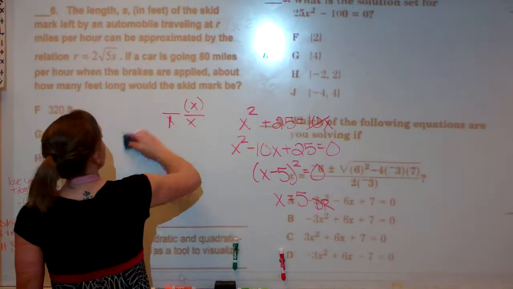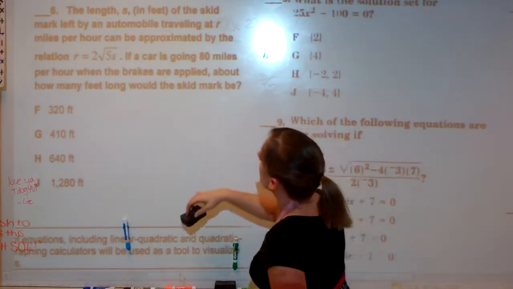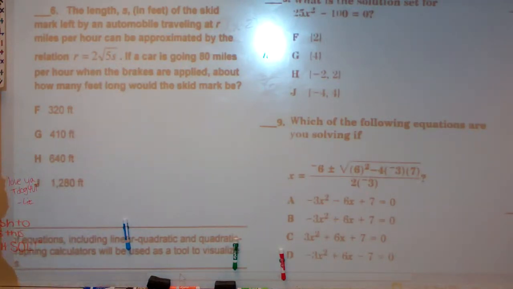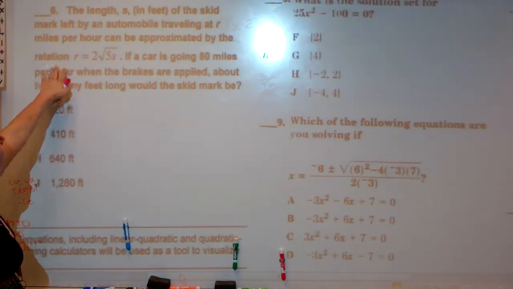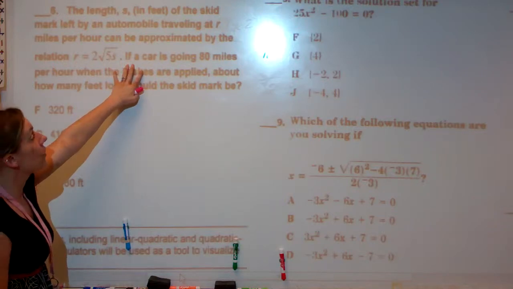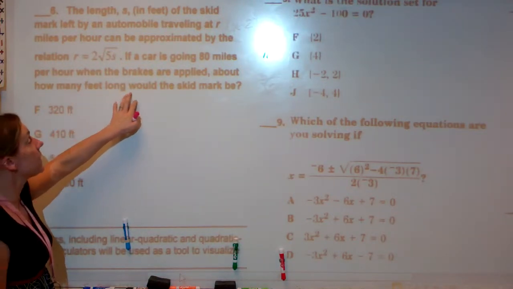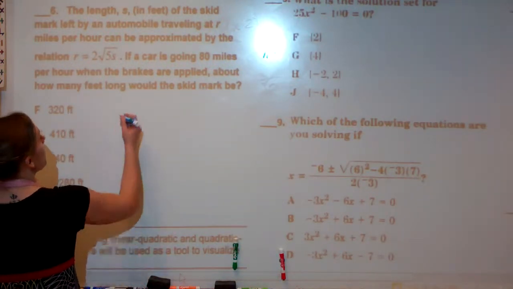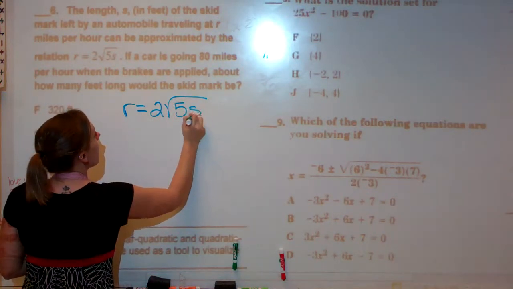All right, number 6, there's a formula. The formula is r equals 2 times the square root of 5s. It says the length s in feet of the skid mark left by an automobile traveling r miles per hour can be approximated by this formula. If a car is going 80 miles per hour when the brakes are applied, about how many feet long would the skid mark be? So, if this is the formula, r equals 2 square root of 5s.